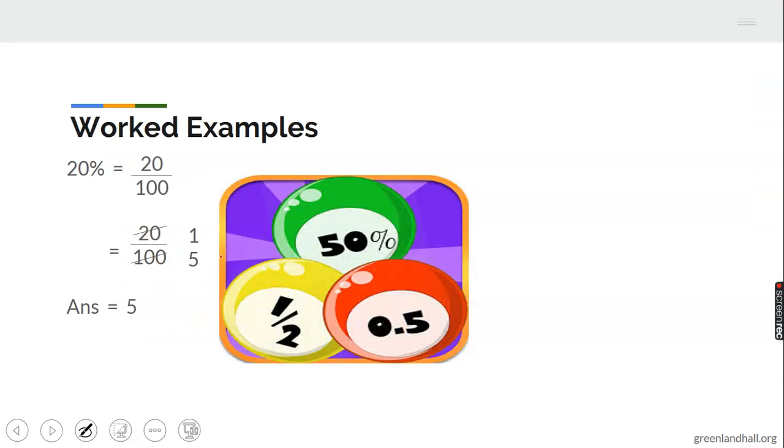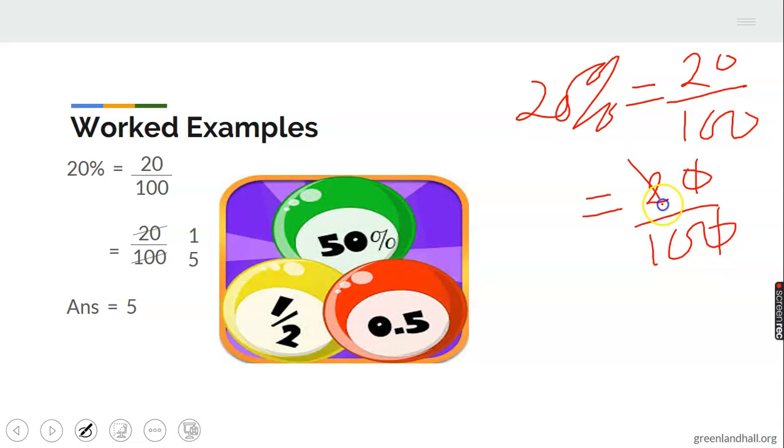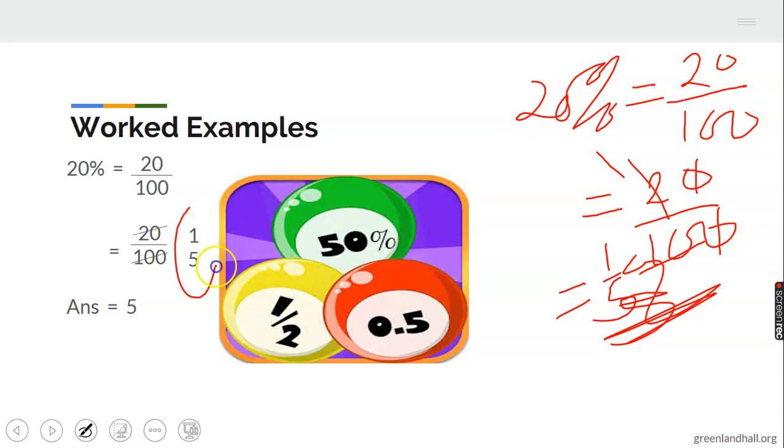Now we have 20%. Same thing also. 20%, that is equal to what? 20 all over 100. Cut out here, and also here. 2 can go here 1, 2 can go here 5. At the end of the day, I am having 1 over 5, as in fraction part. We can bring 5 down. That's what we got here.